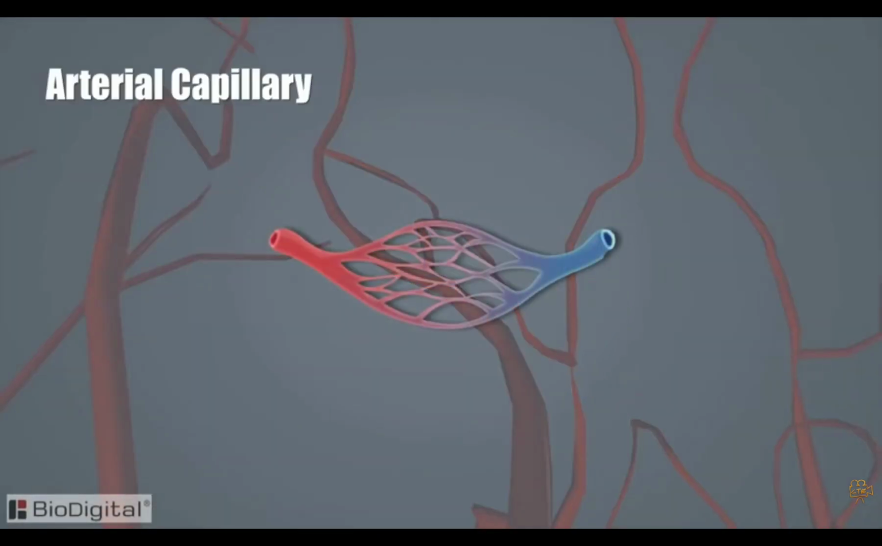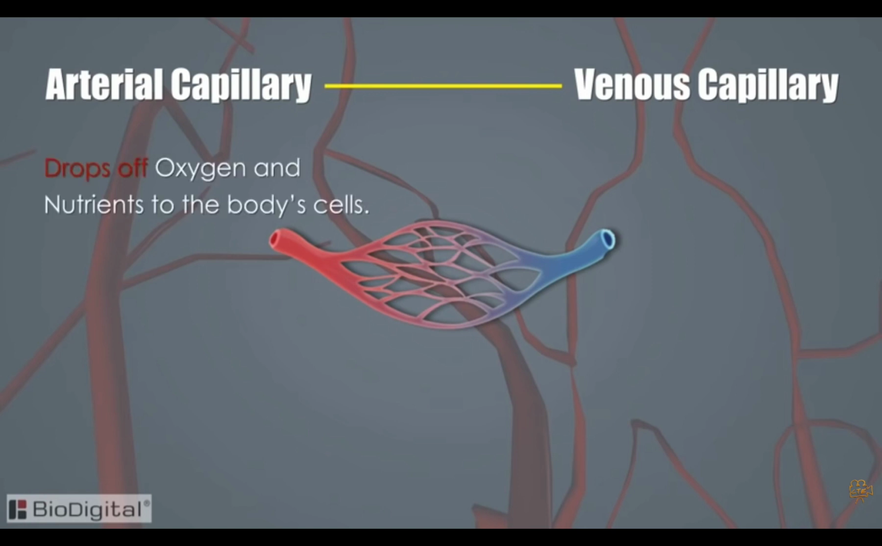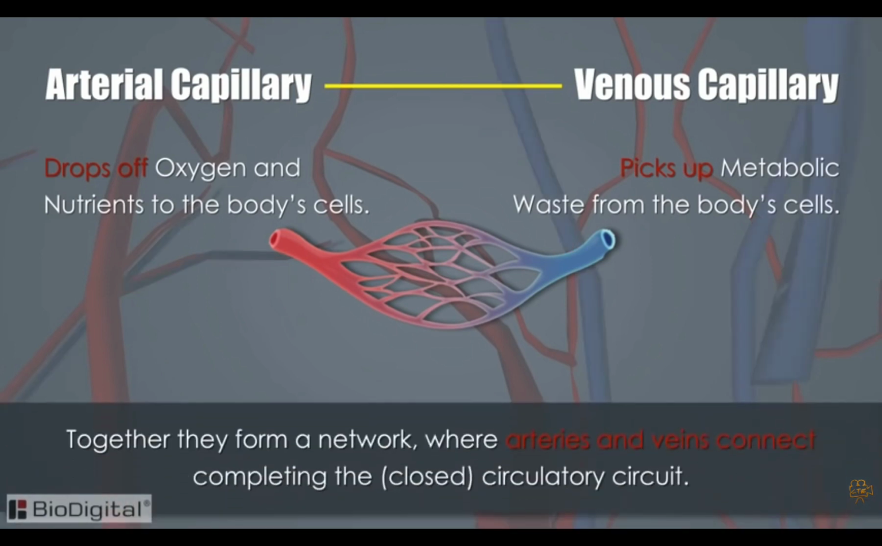The arterial capillaries are connected to the venous capillaries. The arterial side of the capillaries is dropping off oxygen and nutrients to the body's cells. The venous side of the capillaries is picking up metabolic waste from the body's cells. Together they form a network where arteries and veins connect, completing the closed circulatory circuit.